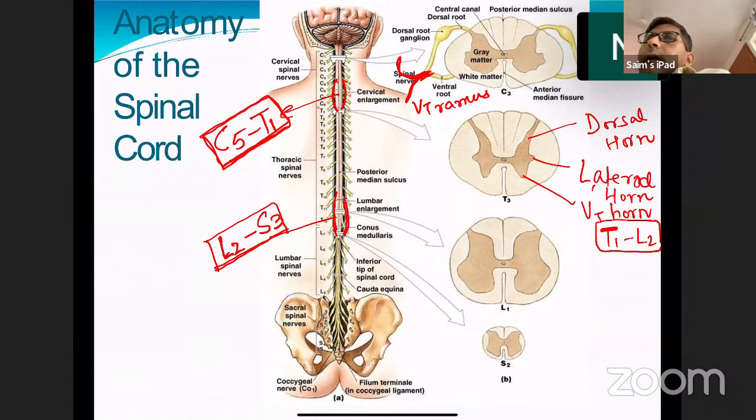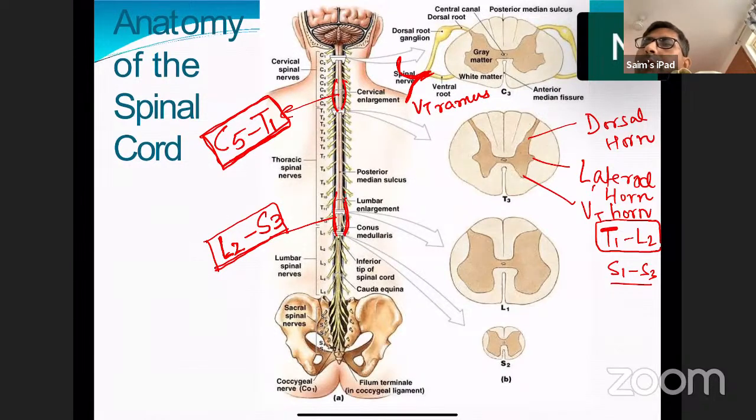So where will this lateral horn be seen? This lateral horn will be seen from T1 to L2 and from S1 to S3. This lateral horn is visible in the section of the spinal cord from T1 to L2, and S1 to S3. So this is the section where the lateral horn is seen. That means it belongs to the thoracic region, or it may be from sacral 1 to 3 if this is visible.